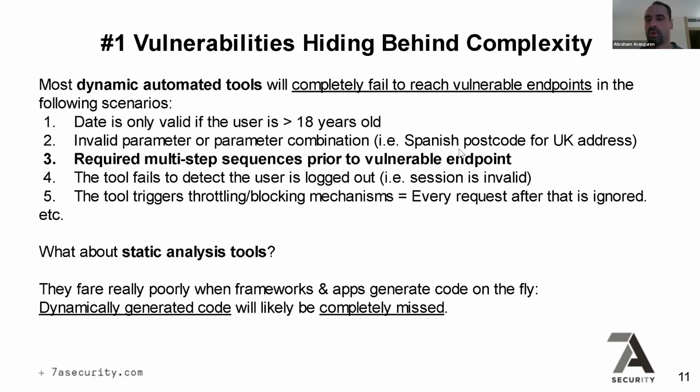So a Spanish postcode for a UK address is never going to work, and then you don't reach the vulnerable code. The same happens when there's a required multi-step sequence prior to the vulnerable endpoint, like you need to call certain things in combination. Automated tools have a lot of trouble with this, whereas a human will understand it and be able to do it, right?